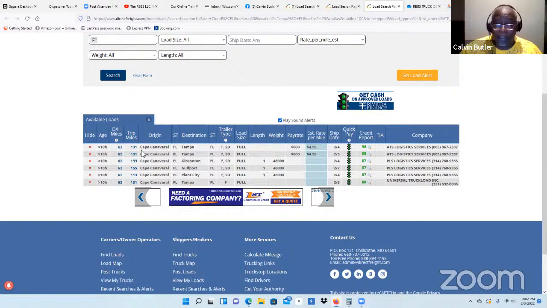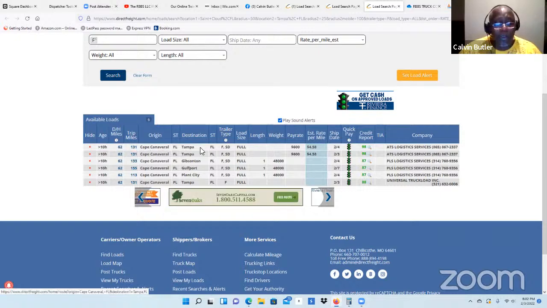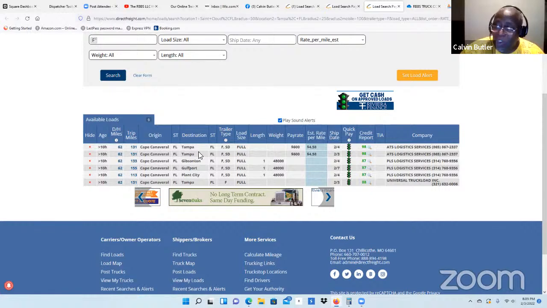But you're gonna go 62 miles to Cape Canaveral to pick up. Then you're gonna run 131 miles to Tampa, back to where your money load picks up, to start your next day. Y'all see what we just did? And that's $600 right there. And that's a dedicated.